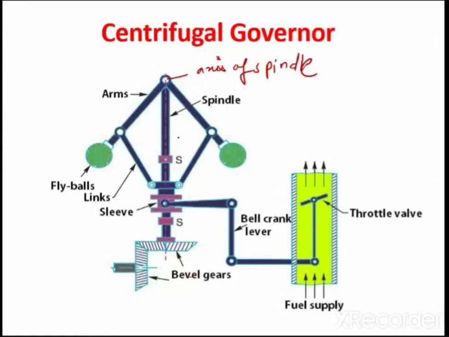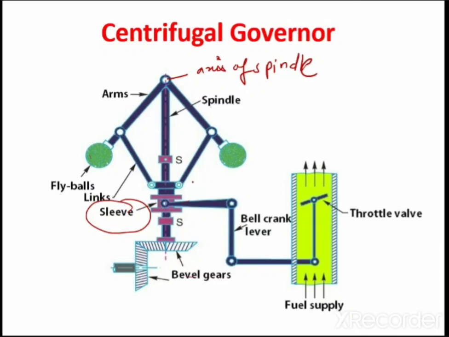Now this spindle is connected to the arms at the upper end, as well as to the links at the lower end. And these arms and the links are connected to the fly masses. So these fly masses will revolve or rotate about the axis of the spindle. Is it clear? Now, there is one more component called a sleeve. Can you see this component, the sleeve? This sleeve is mounted at the lower end of the spindle.